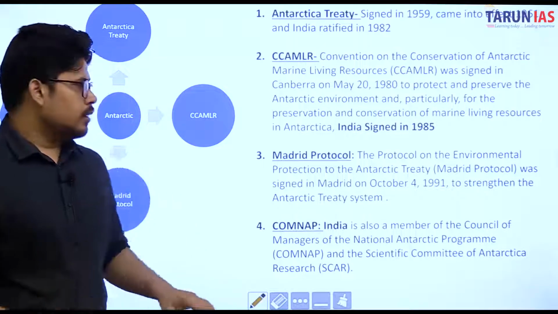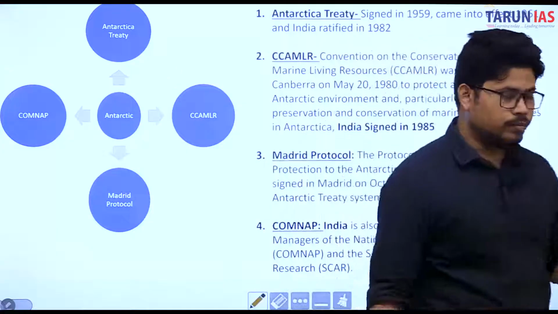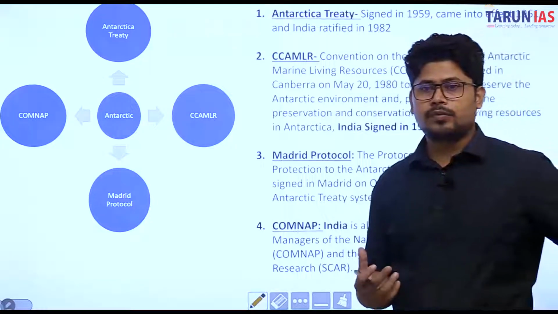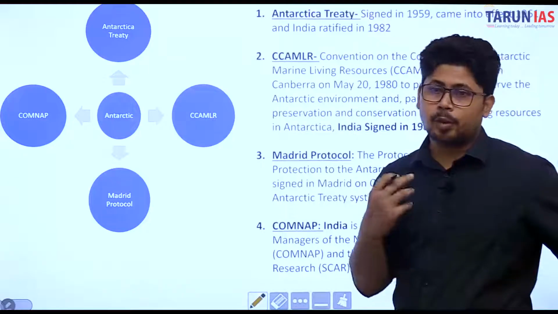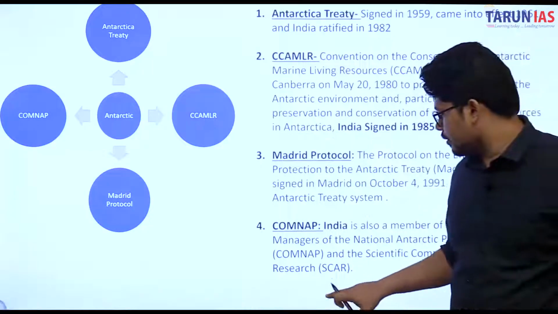Okay. So these are the treaties which govern the operation of any kind of research activity within Antarctica, and these are the treaties which protect Antarctica as a global common.